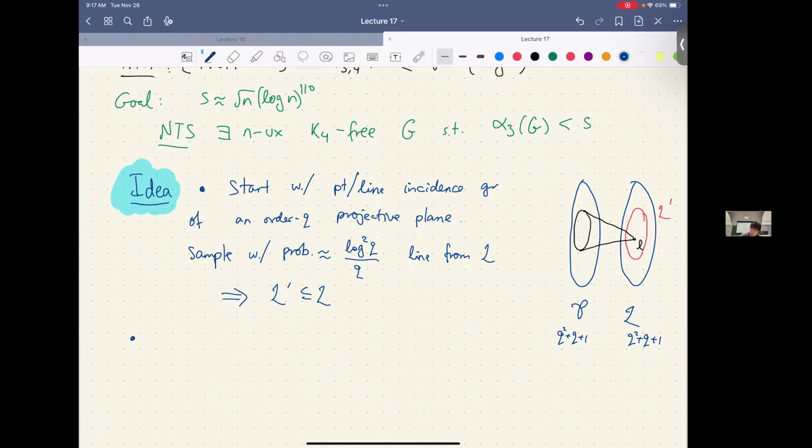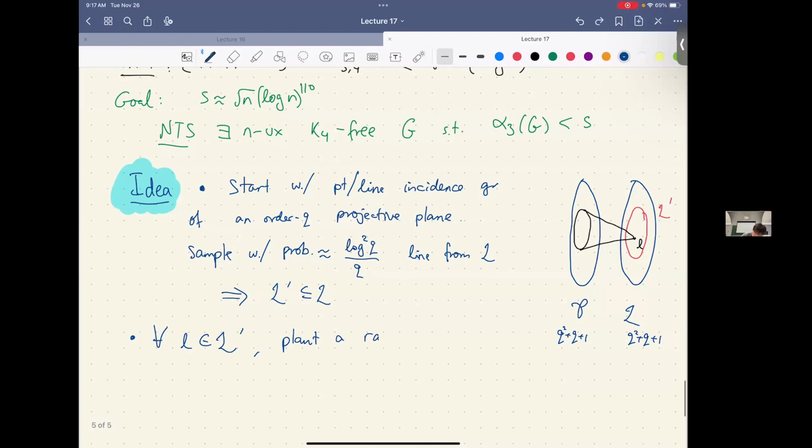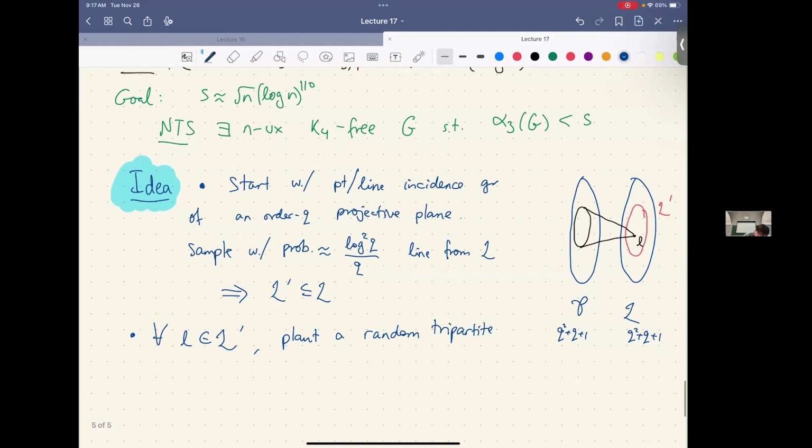Second step: for every line in L prime, plant a random, now not bipartite graph. You plant a random complete tripartite graph.